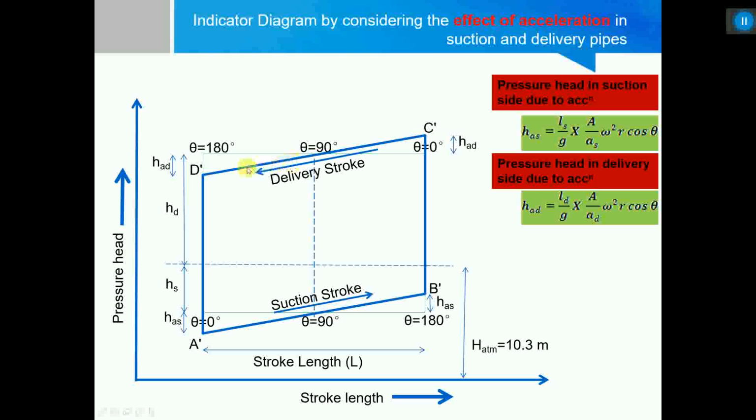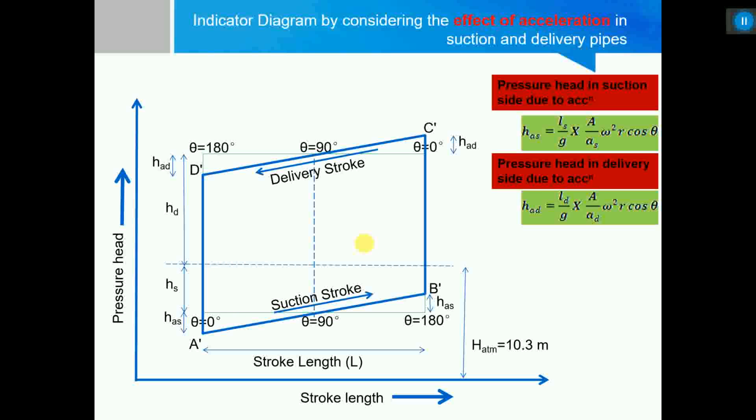But at the end of the delivery stroke, because whatever fluid is moving already has some inertia force, we don't have to create so much head at the end of the delivery stroke. So we have to create less head, which we can see as HAD. So this one is the indicator diagram.